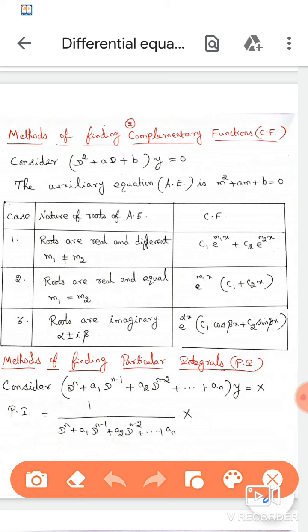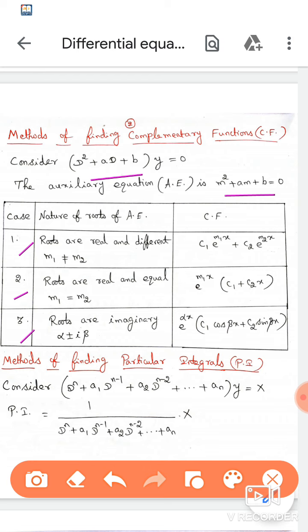Methods of finding complementary functions. Consider the equation (D square plus aD plus b) y equal to 0. The auxiliary equation is m square plus am plus b equal to 0. We have three cases.